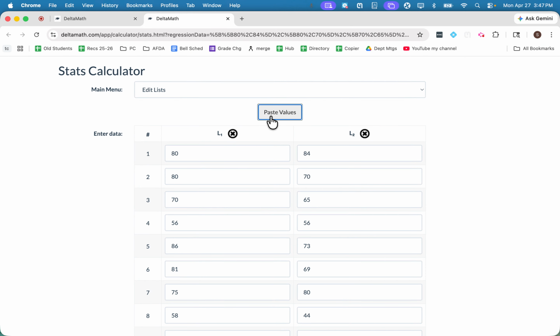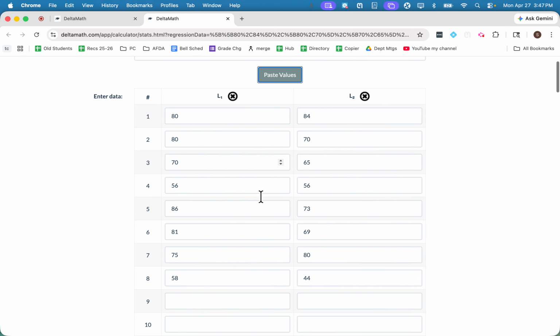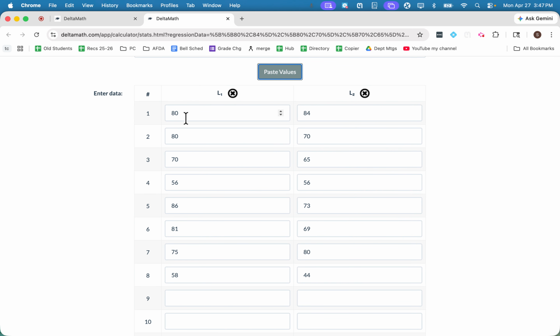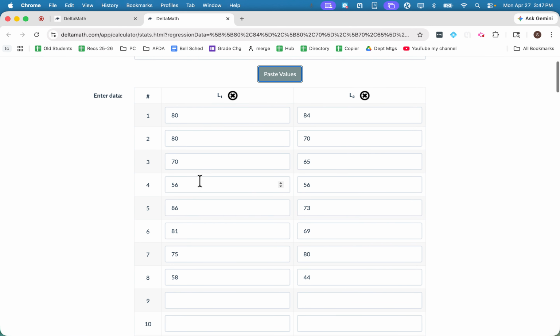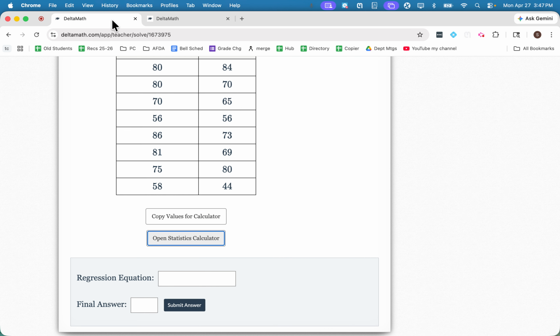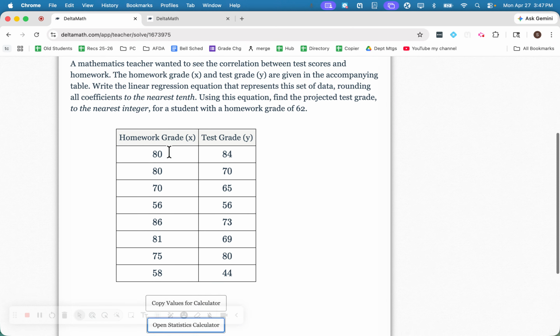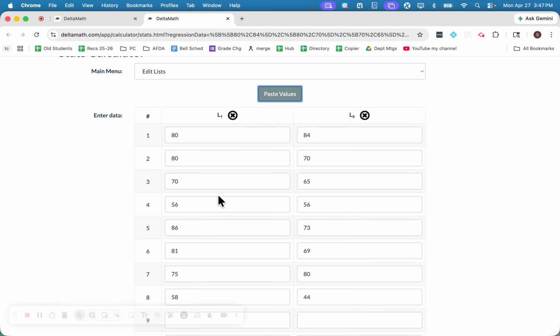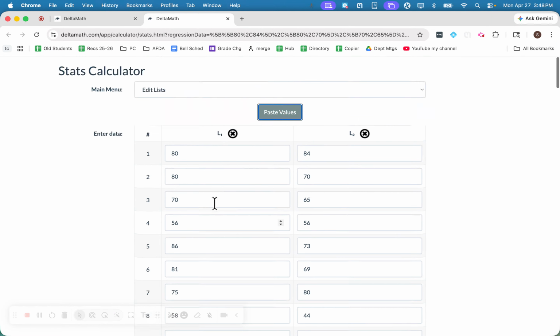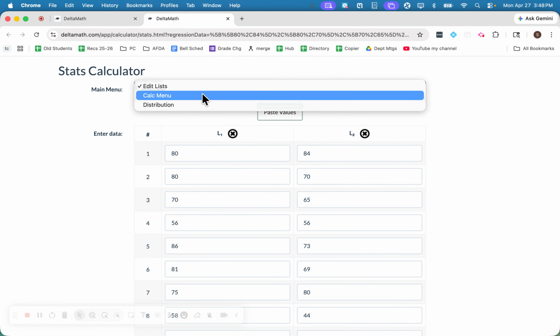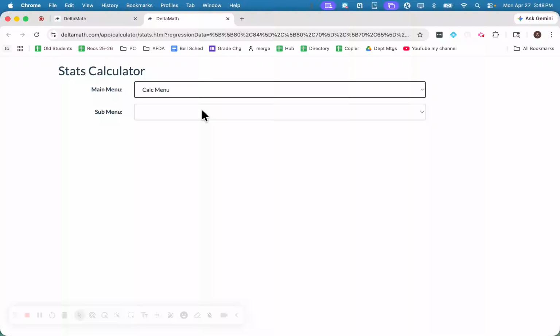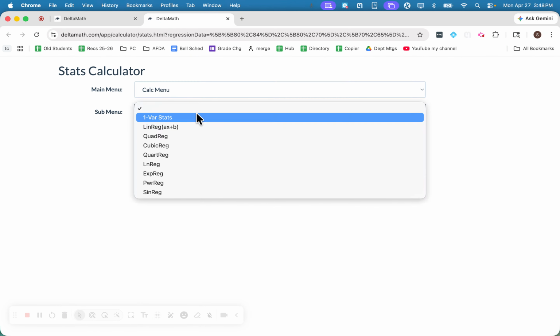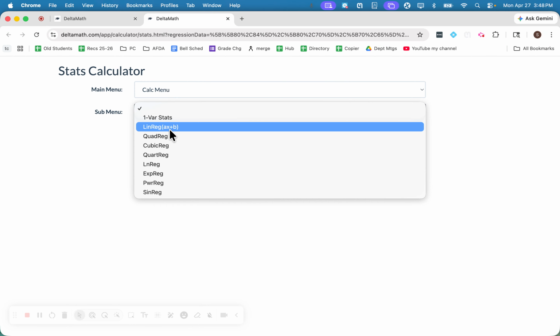So click, and we're going to paste them in. This saves you a lot of time from having to write or enter all these numbers into your x's and y's. It's just totally a copy of this table. Okay, just copying that table. All right, now we're going to say, hey, I want the calc menu. This stats calculator can do a lot of different things, but I want to pick the one that I want. And the one that I want is linreg.